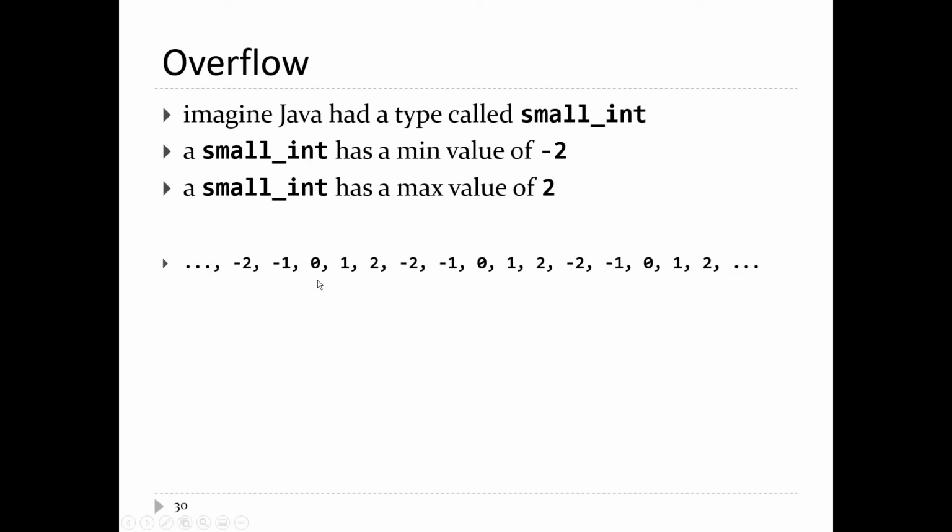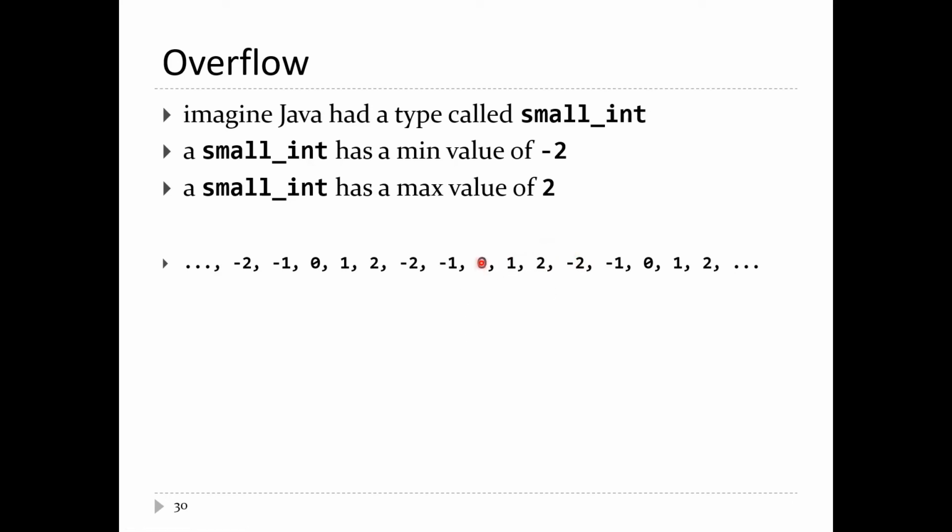So what happens when I do 0 plus 1? When I add 1, I want to go to the number to the right, so I get 1. 1 plus 1, well, I want to go to the number to the right, so that's 2. Now 2 is the largest small int value. So if I add 1 to 2, what happens? Well, I go to minus 2. So that's wrapping around. What happens if I add 1 to minus 2? I go to minus 1. Add 1, I go to 0. Add 1, I go to 1. Add 1, I go to 2. Add 1 again, well, I go to minus 2 again.